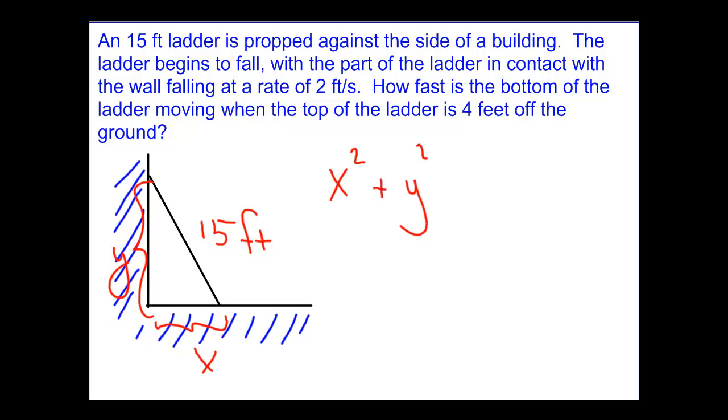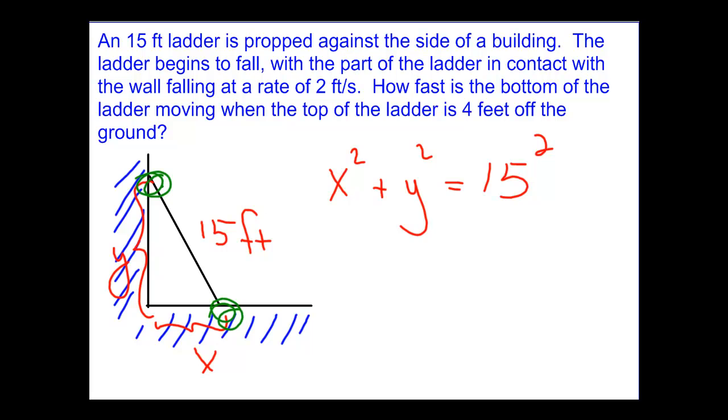We can say that x squared plus y squared must equal 15 squared, and this turns out to be the constraint. This is the equation that connects the position of the top of the ladder and the position of the bottom of the ladder. So these two positions are now connected and related by this function. If we look at how this function behaves when it's changing, that will give us the information we need on related rates.